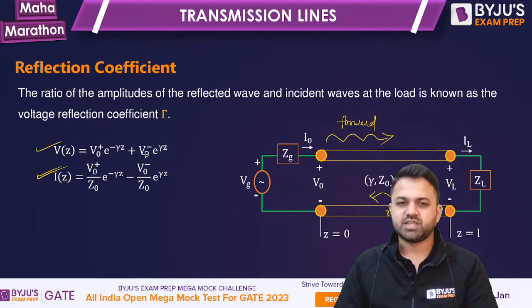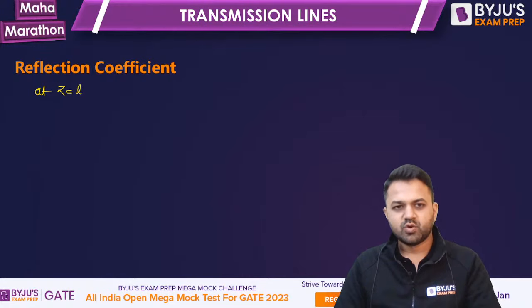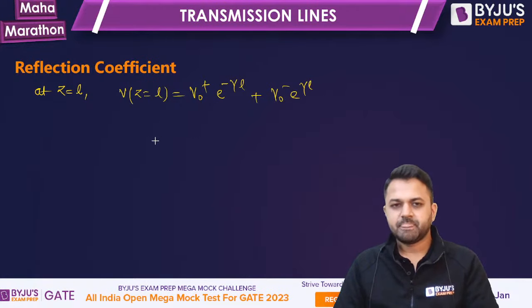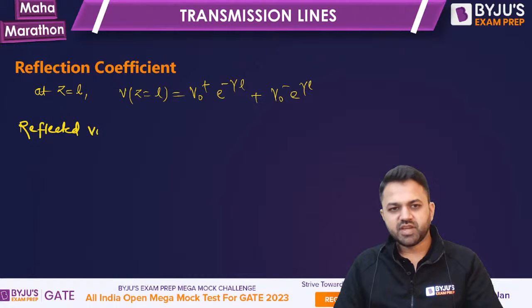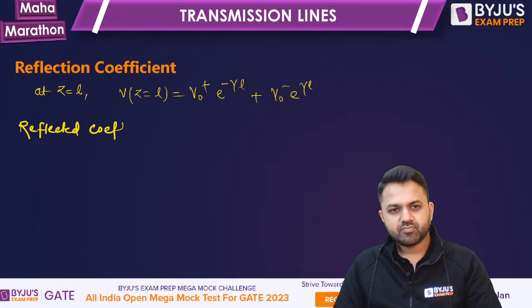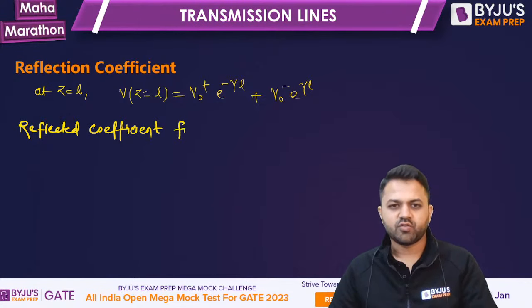So if I want to calculate the reflection coefficient at the load side, so at z is equal to L, V at z is equal to L is V naught plus e to the power minus gamma L plus V naught minus e to the power plus gamma L, right? So here I want to define the reflected voltage wave, or simply I should say the reflection coefficient for voltage wave.